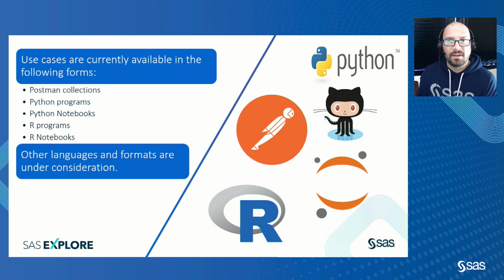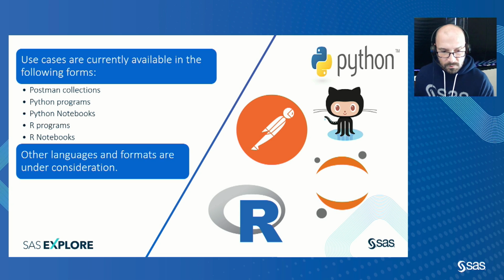Use cases are currently available in the following forms. We have Postman collections obviously under the Postman directory. We have Python programs and Python notebooks. We have R programs and R notebooks. So we try to do the equivalent of whichever you prefer. We are accepting other languages and formats, and we're considering them. If you are a JavaScript developer or a Go developer, we would be happy to add that to the repository as well.